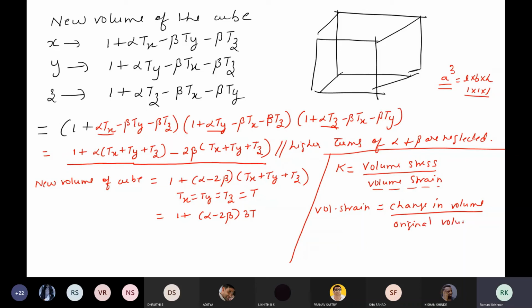You remember I did this with a sphere of volume, then I said the force is acting normally in all the directions. Let v be the change in volume. This was the original volume. So what was the strain? Change in volume, small v, to the original volume. Here also we are doing the same thing. Now tell me, this is the new volume. What is the change in volume? Change in volume means what?